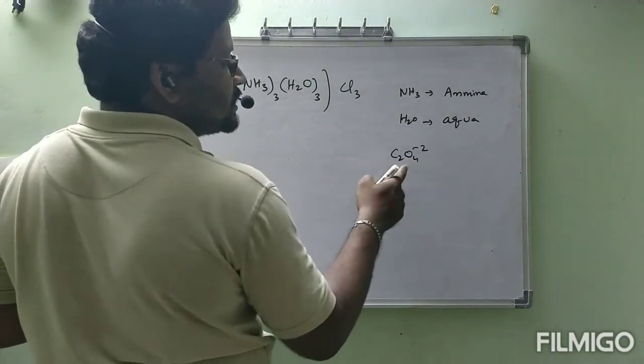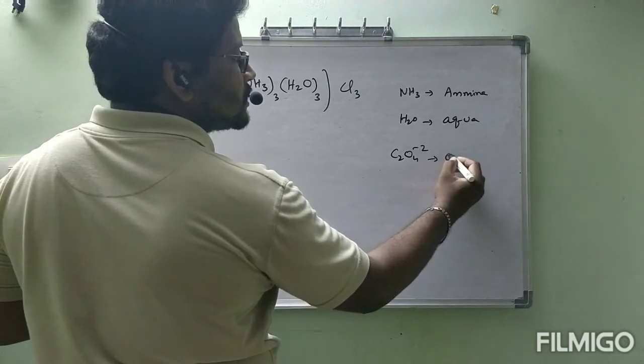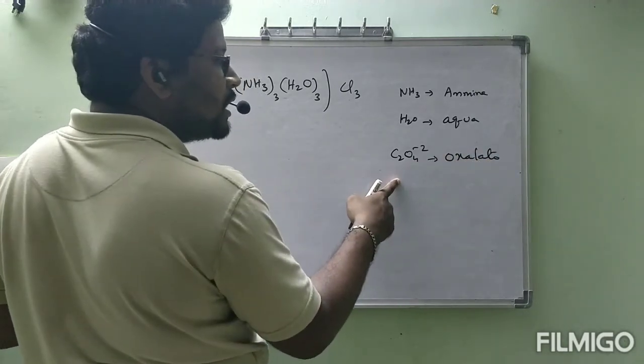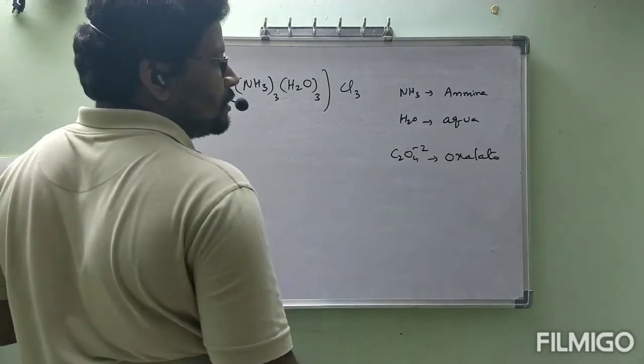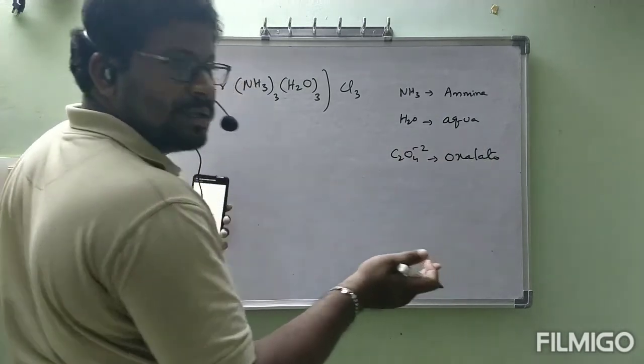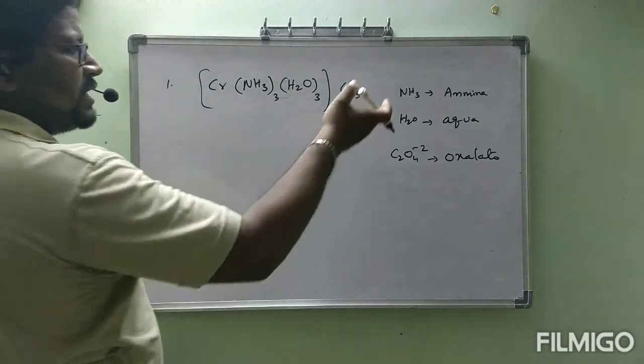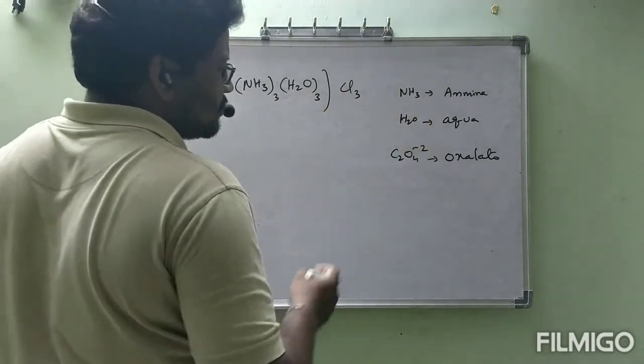C2O4 minus 2. This is a negative ligand, oxalato. All negative ligands must end with O. Oxalate ends with O, oxalato. Like this, if some other names come, I will show that one.